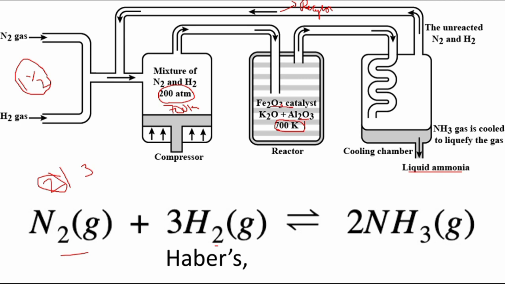Al2O3 plus K2O is the promoter; that you have to write. Then you have to draw this diagram. If you do this, I guarantee you will get these 3 marks. But if you draw only this diagram and only this equation, you will get only 2 marks. You should write the conditions 700 Kelvin, 200 atm, Fe catalyst, and Al2O3 plus K2O as promoters, and mention these small things. If you write these conditions and this equation, you will get 3 marks. But to be on the safer side, you explain what the process is also.